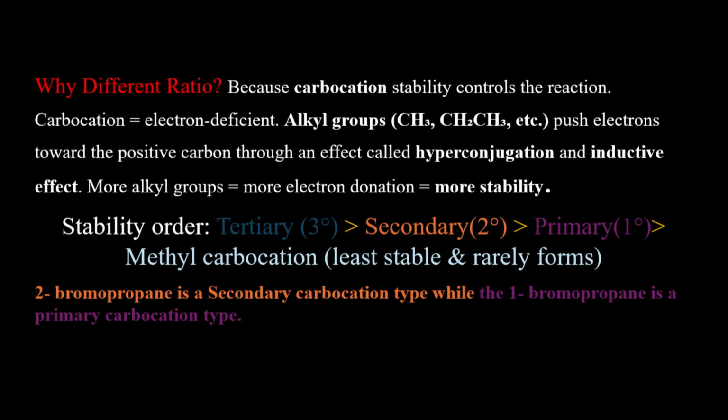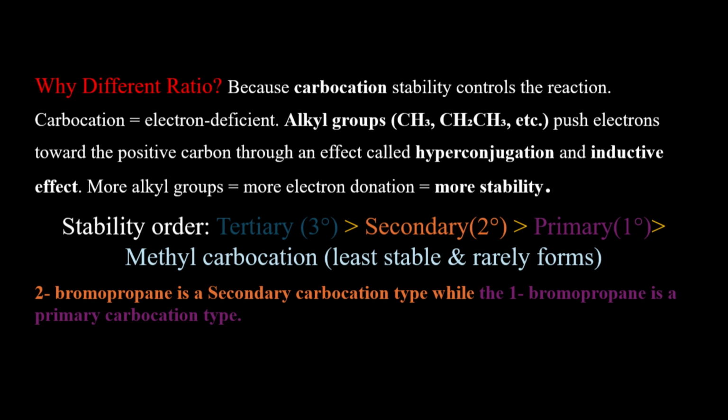The key to understanding the product ratio is carbocation stability. A carbocation is a carbon with only 6 electrons. It's electron deficient and unstable. But alkyl groups like CH3 or CH2CH3 can stabilize it by pushing electrons toward the positive charge. This is called the inductive effect and hyperconjugation. The more alkyl groups attached, the more stable the carbocation. So the stability order is tertiary, secondary, primary, methyl, with methyl being so unstable it rarely forms.